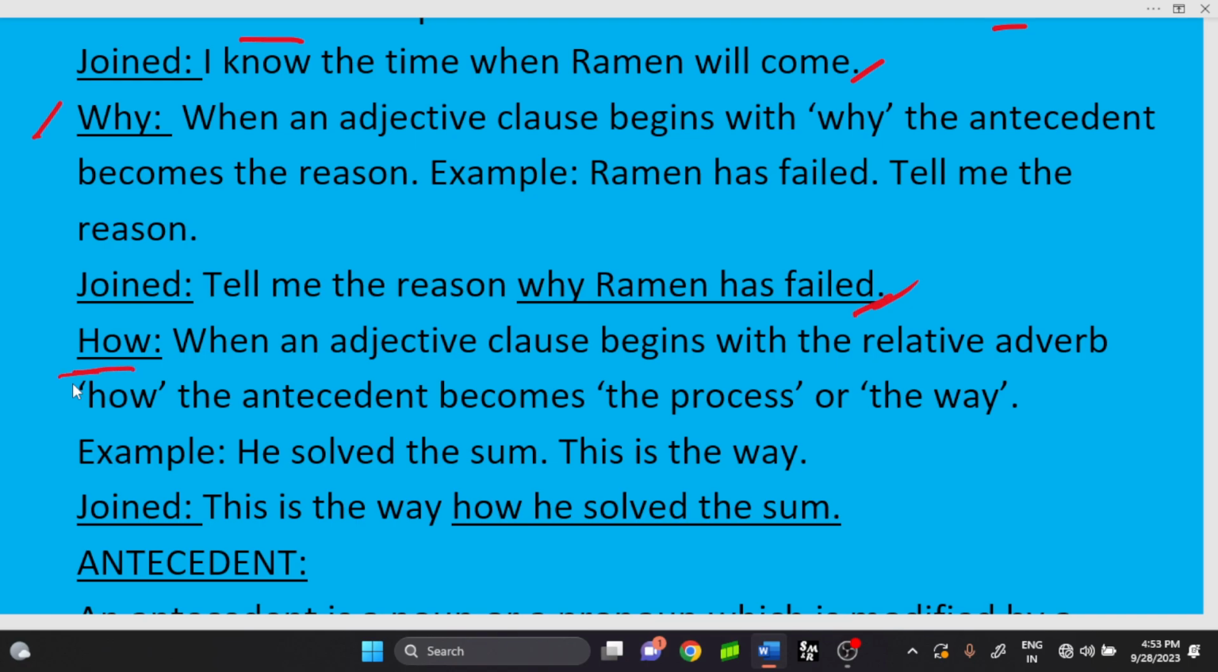Next one, regarding adverbial linker. When an adjective clause begins with the relative adverb how, the antecedent becomes the process or the way. Actually, how we do it. Example, he solved the sum. This is the way. Then this is the way how he solved the sum. The way and how both are the same in this case.